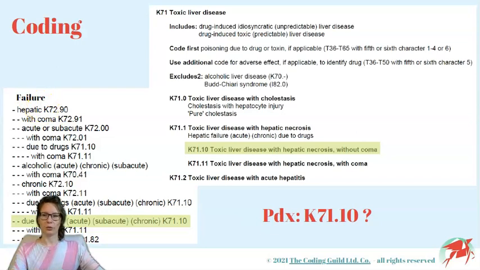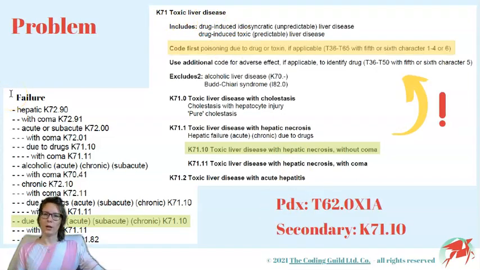Hepatic failure due to drugs codes to K71.10. And yes, we have a mushroom here and not a drug, but as you can see, it's still the correct category as K71 describes toxic liver disease. Is this the principal diagnosis then? Unfortunately, no, because notice this instruction we have under the category header: Code first poisoning due to drug or toxin, if applicable. Because our patient consumed a noxious mushroom, this is applicable to our case, and we have no choice but to overwrite the principal diagnosis guidelines and assign the T code first in order to comply with tabular list instructions.